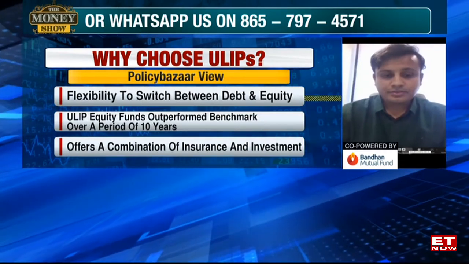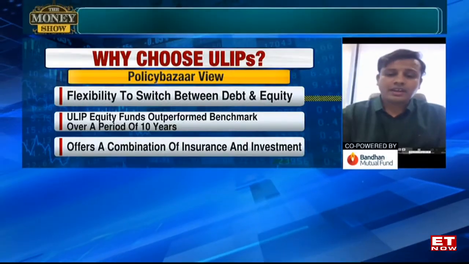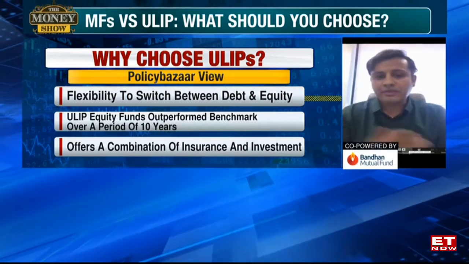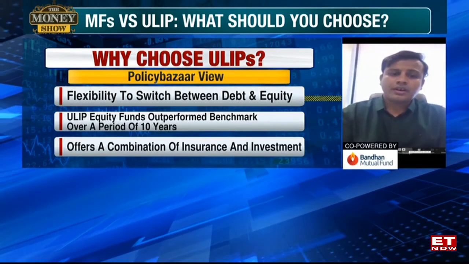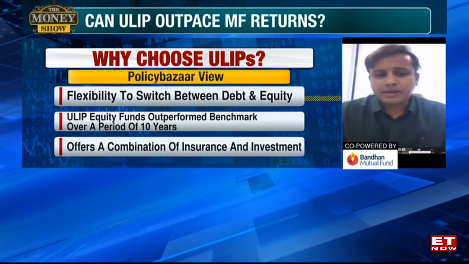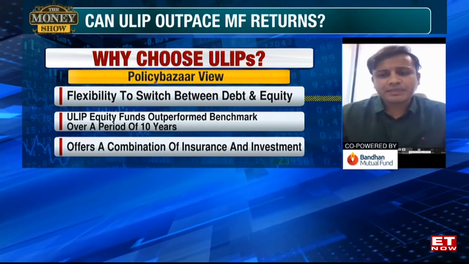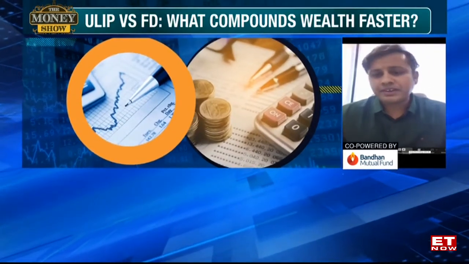What are your recommendations for ULIP debt funds? See, my recommendations are based on how I've seen performances go in the last 10 years. The top companies that come to my mind are Tata AIA Life, Birla Sun Life, and ICICI Prudential. These have got good debt funds. Returns have been in the range of 7 to 8%.